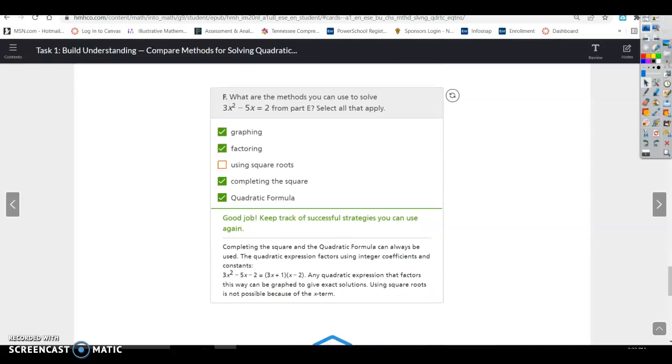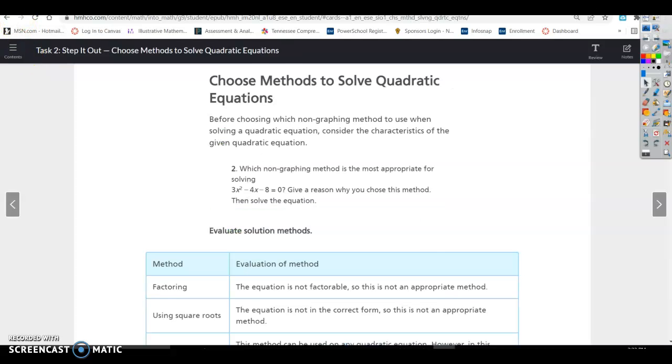All right, so it says completing the square and quadratic formula can always be used. The quadratic expression factors using integer coefficients and constants. All right, so they did factor it, 3x plus 1 and x minus 2. Any quadratic expression that factors this way can be graphed to give exact solutions. Using square roots is not possible because of the x term. All right, that's all for task 1. If you have any questions, let me know.